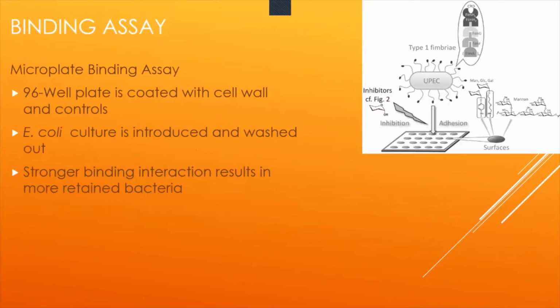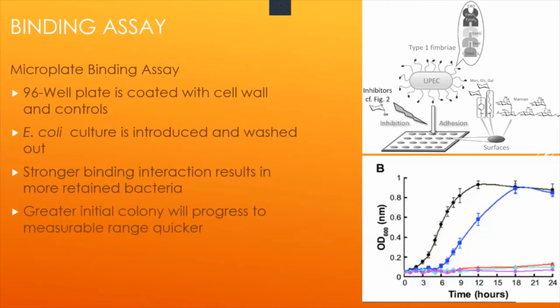After this, I take readings of an OD 600 every 30 minutes to an hour for 16 hours. And the thought is, if we have more binding interaction occurring between the bacteria and my cell wall treatments compared to the controls, then less of them will be washed away in my initial steps and I'll retain more initial bacteria. And this will allow us to enter into an observable range much quicker than something that would be an uncoated 96 well portion.